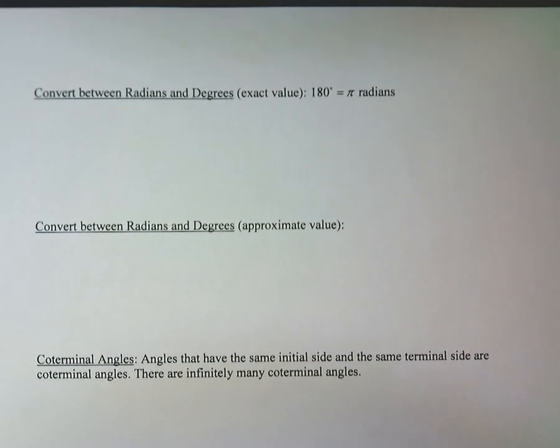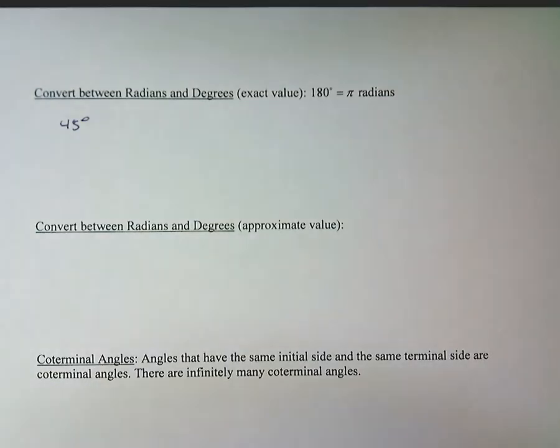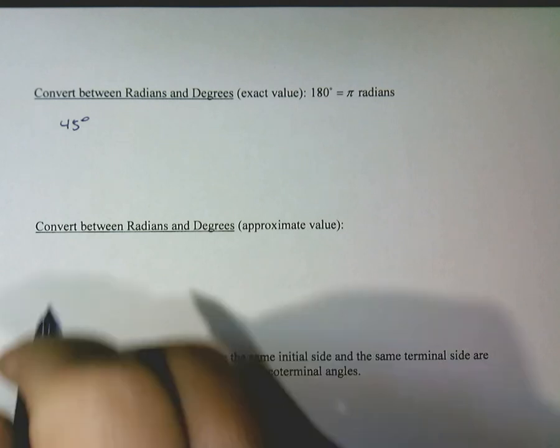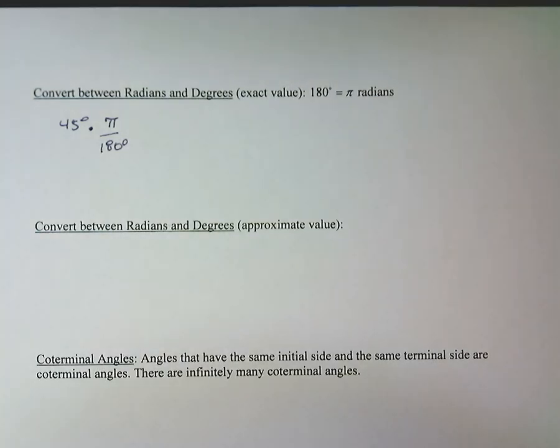So here we are, we're going to be talking about converting now. If I want to convert between radians and degrees and I'm asked for the exact value or the multiple of pi, I'm just using 180 degrees is equivalent to pi radians. So if I had 45 degrees and I want to convert it to radians, I'm going to multiply by pi and divide by 180 degrees.